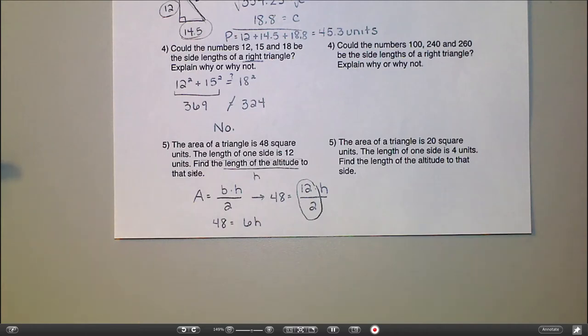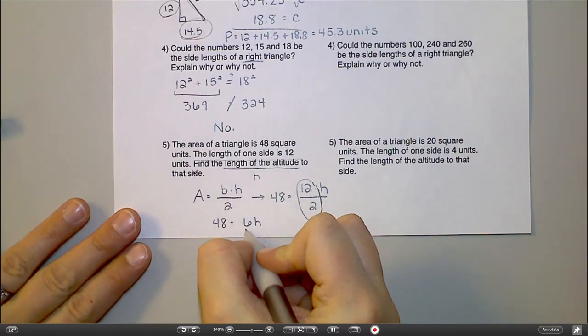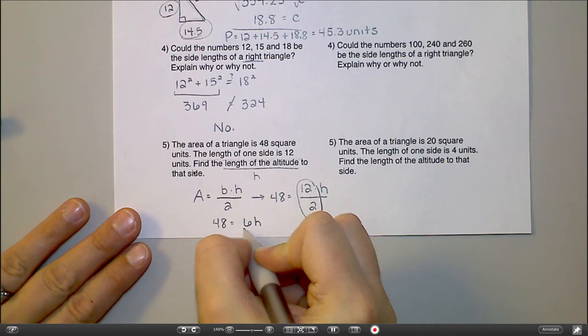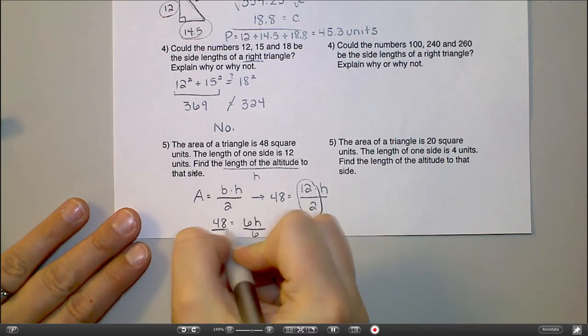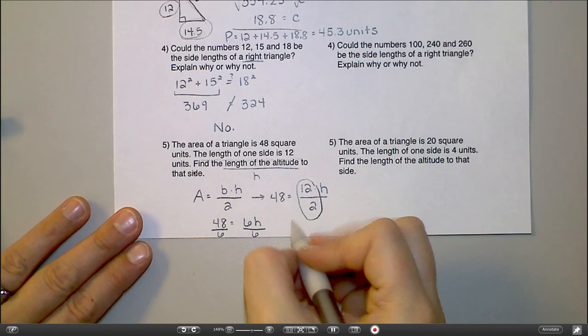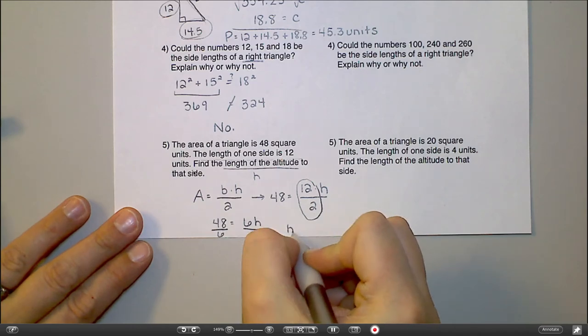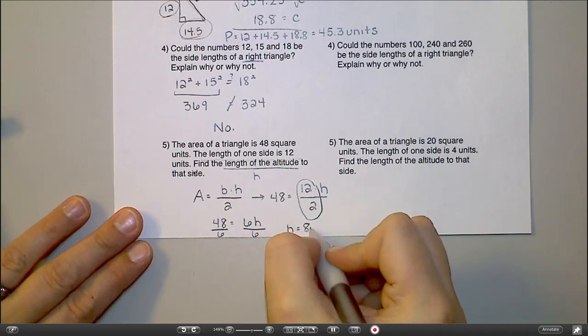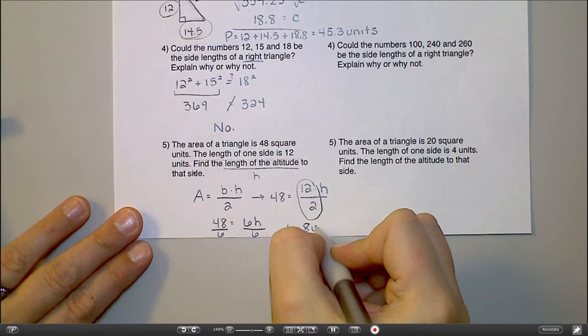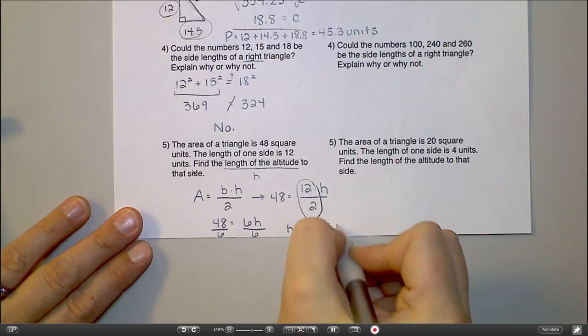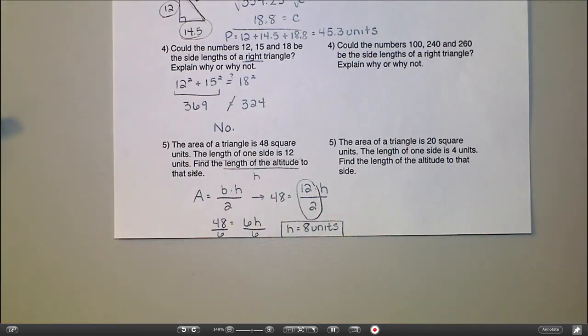And then what would I do with that 6? Go ahead, Caitlin. Divide 48 by 6. Yep. So 48 divided by 6 is 8. So h would equal 8, and it'd be just units. Okay? Those 5 make sense? It wouldn't be units squared. Nope, because it's not an area.